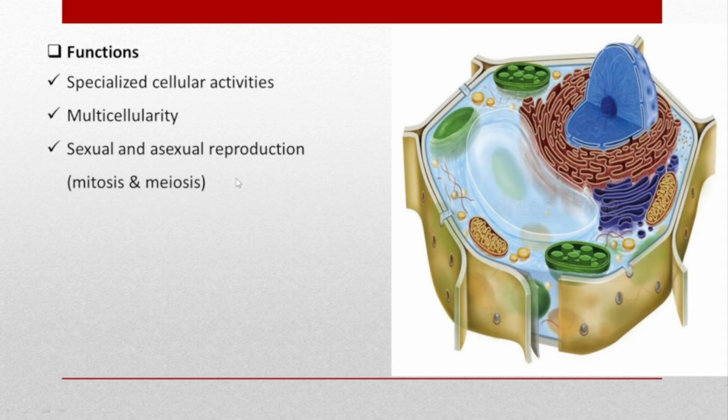When you see the function of the eukaryotic cell, the organelles of eukaryotic cells carry out specialized cellular activity and multicellular activity, and eukaryotic cells have sexual and asexual reproduction, mainly mitosis and meiosis.